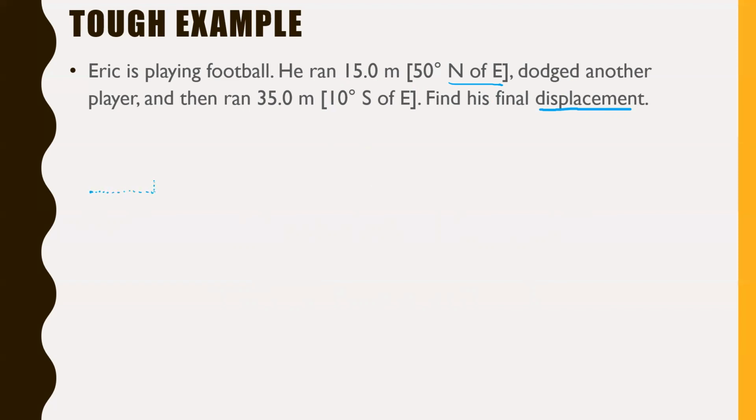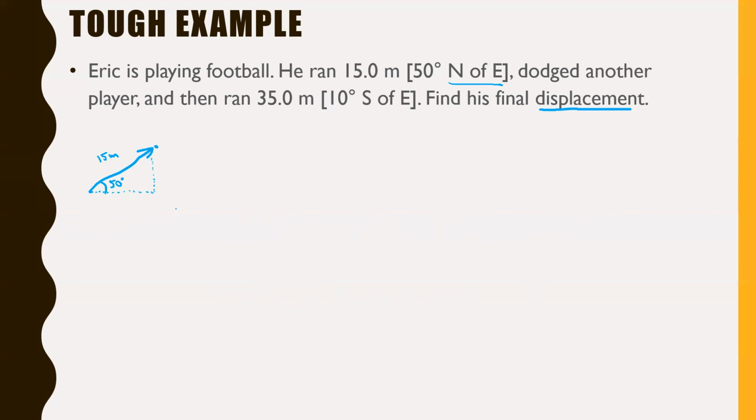Now 50 degrees is a pretty reasonable angle there. So I'd say that's maybe a little higher. There we go. That's probably about 50 degrees. So we'll say that's your 15 meters. Make sure I label that 15 meters, and the angle was 50 degrees, and that is north of east.